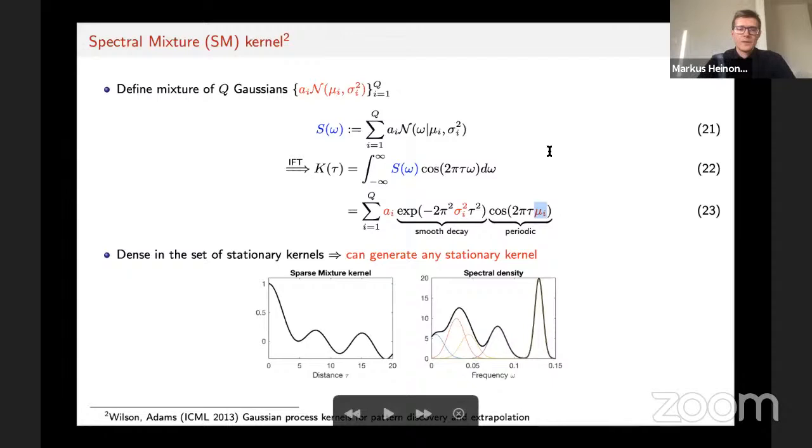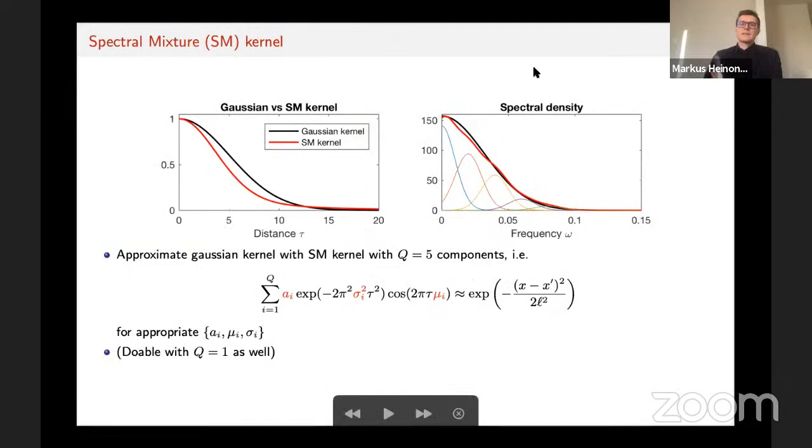Okay, and as a small test, we can again see empirically, does this work? So we can take a standard Gaussian kernel as our target, which would be visualized here in black. So the Gaussian kernel on the left in black, and then the Gaussian kernel spectral density on the right, again in black. And can we now, with five components, reproduce the Gaussian kernel? And it seems that we can, just by placing these five components here on the spectral density, it forms this red line, which then approximately forms the Gaussian kernel on the left.